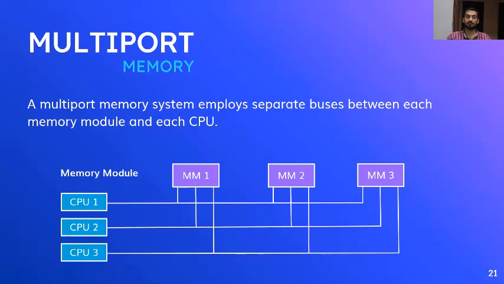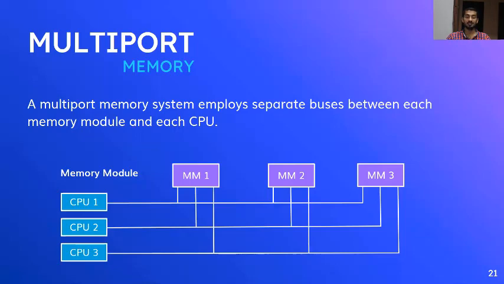Multi-core memory. A multi-core memory system employs separate buses between each memory module and each CPU. So there are 3 CPUs and 3 memory modules. Every memory module is connected to every CPU. As you can see, CPU1 has a memory module connected, CPU2 has a memory module connected, CPU3 has a memory module connected. So every memory module is connected to every CPU.